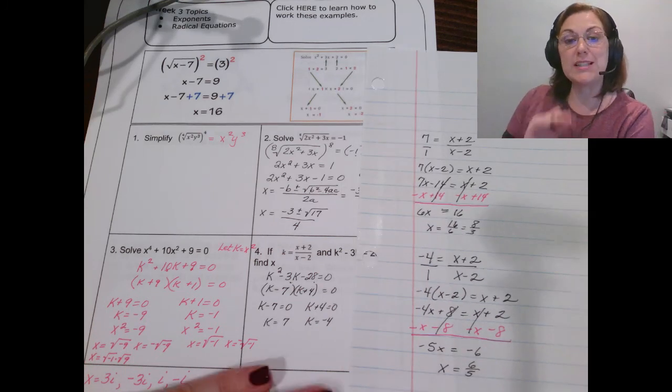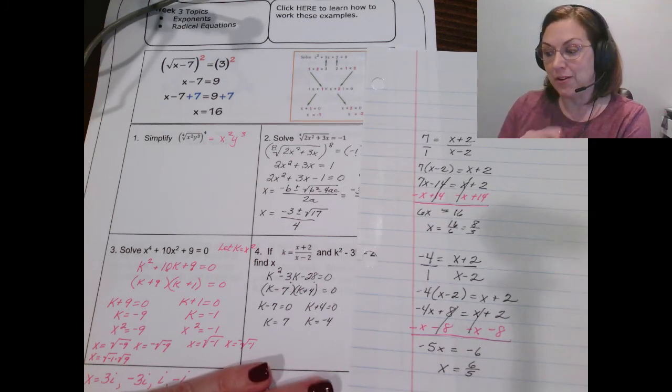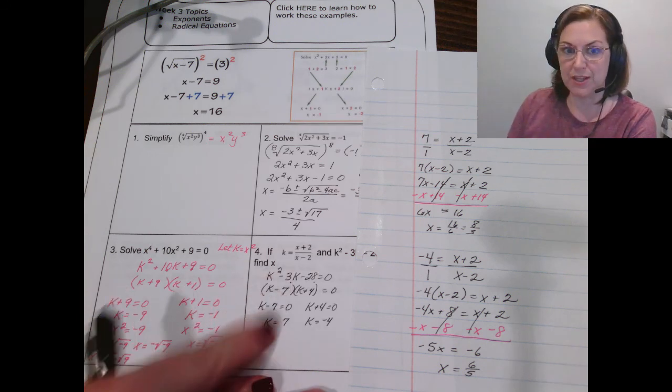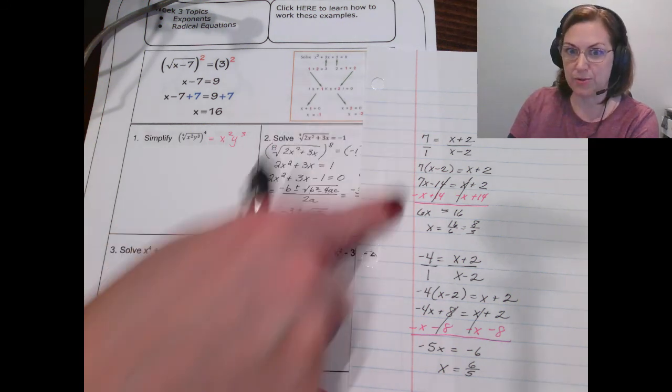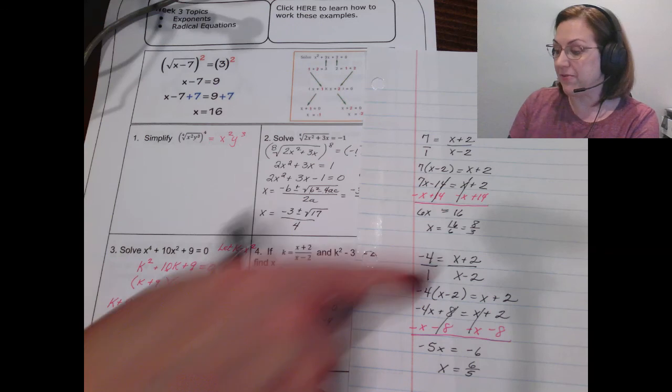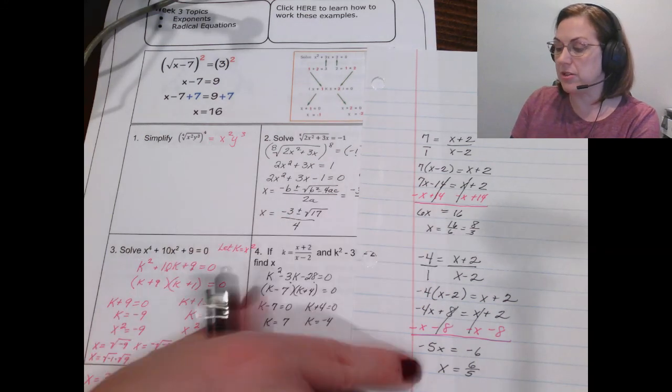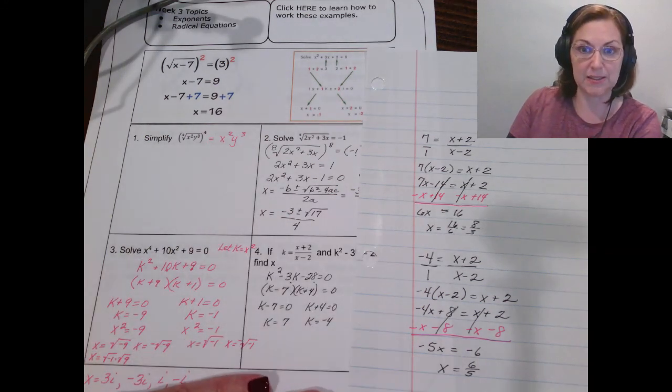So you can see we actually had to solve like 3 equations, right? We had to solve this one, then we had to solve this one, then we had to solve this one. And our final answers are x equals 8/3 and x equals 6/5.